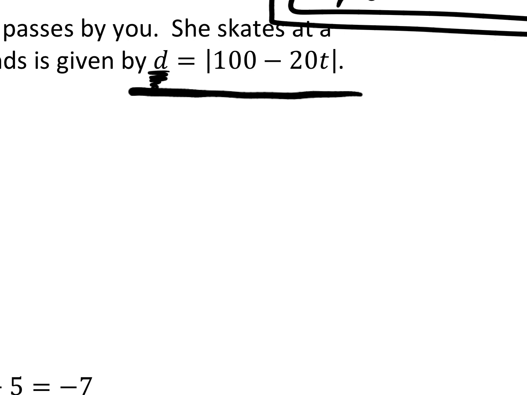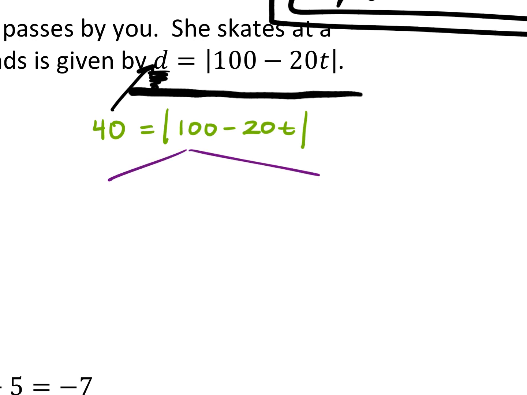So basically what we're saying here is if we want to know when she's 40 feet away, that's her distance away from you. So what do you put in for d? 40. Well, so the initial equation, right, is 40. So it looks like this. Okay, 40 equals the absolute value of 100 minus 20t. We want to solve for t. There is absolute value in this problem. And when there is absolute value, you need two equations. So we're going to turn this into 40 equals 100 minus 20t for one of them.